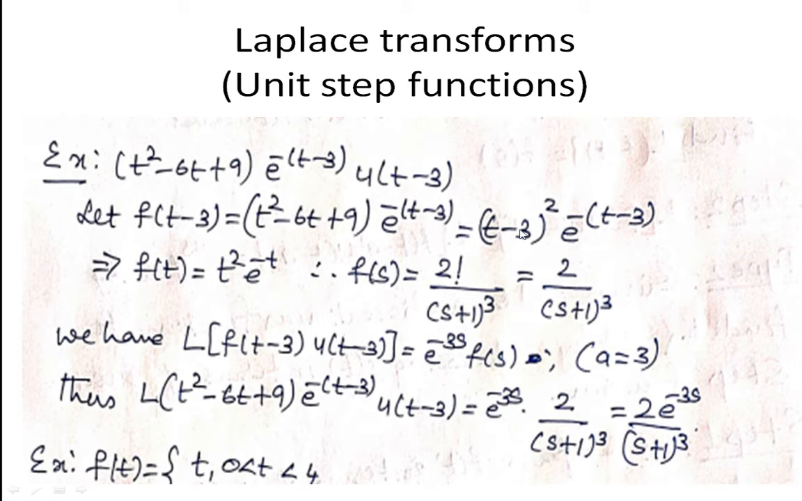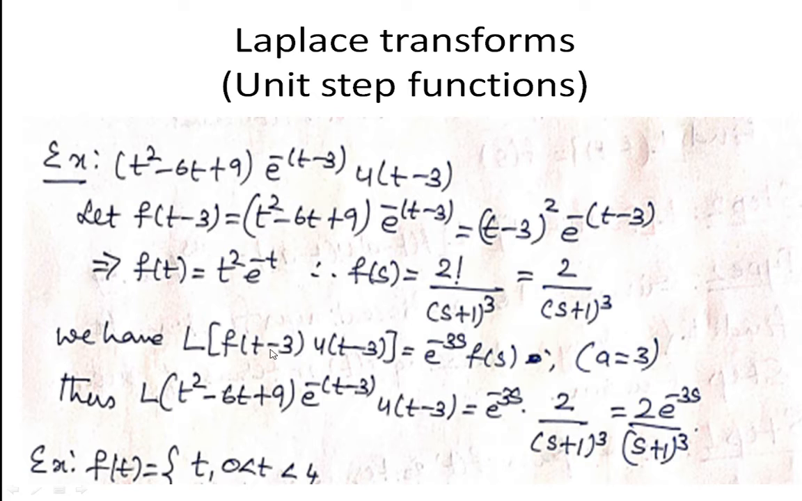Therefore, I replace t by t plus 3. This term is equal to t square into e to the power minus t, replacing t by t plus 3 and so on. T square minus 6t plus 9 is what? T minus 3 bracket square. That's how I wrote it. There is no other thing. Then f of s equals what? Laplace of this function, a product of two terms, t square e to the power minus t. This result is taken from the shifting property. Therefore, 2 factorial divided by s plus 1 bracket cube.